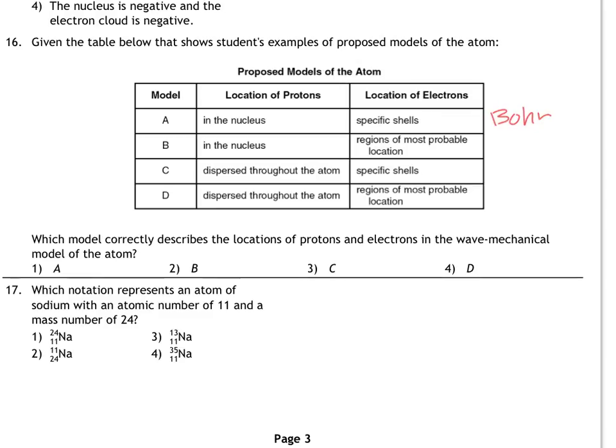In B, protons are in the nucleus, electrons are in regions of most probable location. That sounds like the wave mechanical model or the modern model to me. In model C, we have protons dispersed throughout the atom. It's strange. And electrons are in specific shells. I don't really know what model that could even be. And then in model D, it says protons are dispersed throughout the atom and electrons are in regions of most probable location. Yeah. So I don't think either one of these two makes sense to me.